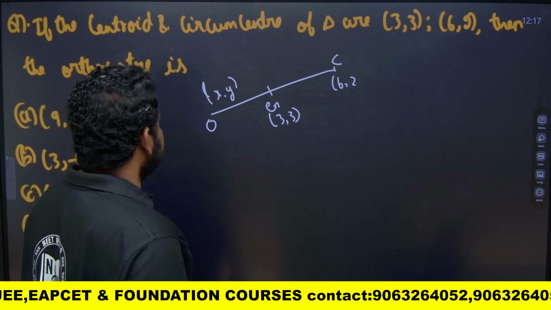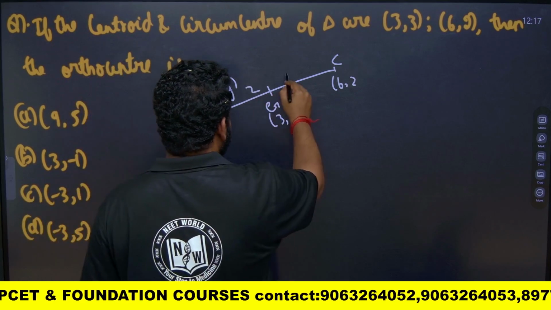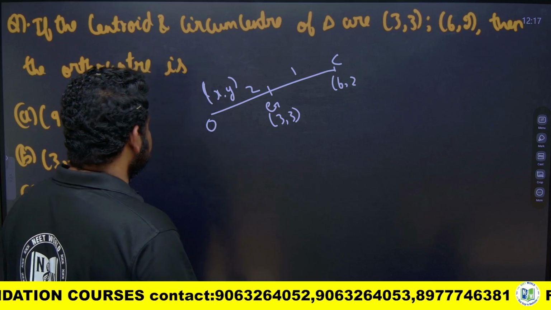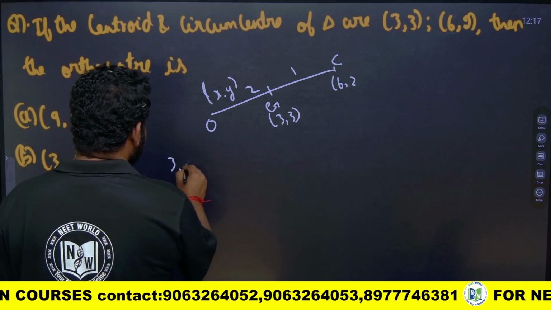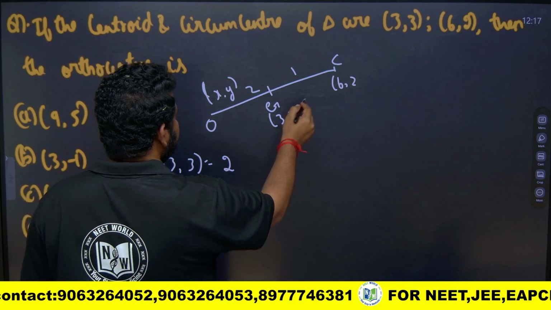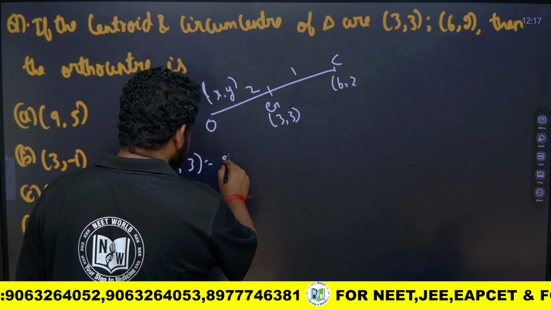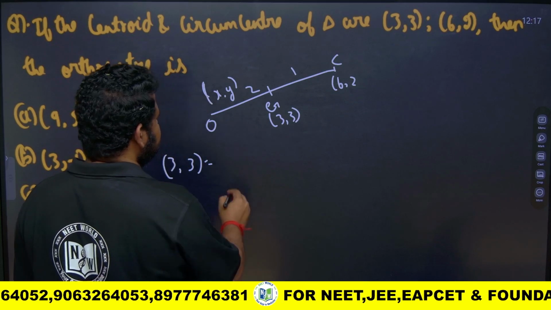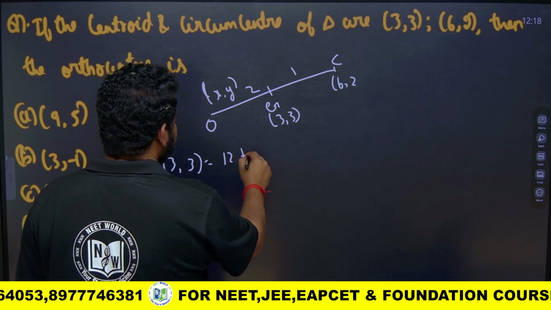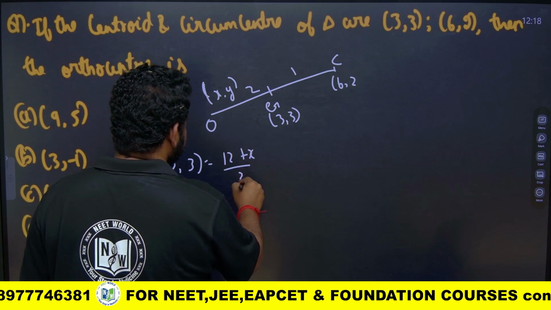The centroid divides the orthocenter and circumcenter in the ratio 2:1. We can use the section formula and find it out easily. So 3,3 is equal to 2 times 6, that is 12, plus 1 into x, divided by 2 plus 1, and so on.